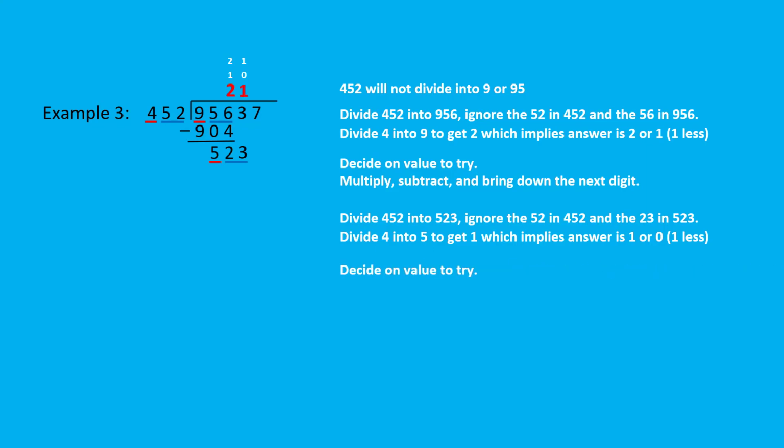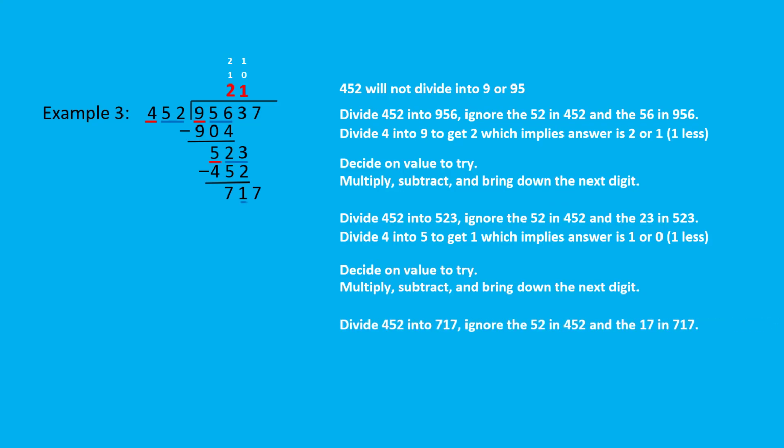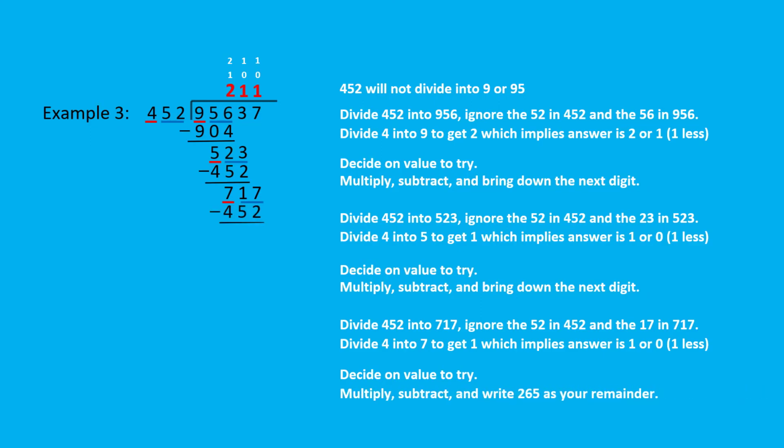Choose 1, multiply, subtract, you get 71. Bring down the next digit, 7. Take 452 into 717. Ignore the 52 in 452 and the 17 in 717. Divide 4 into 7 to get 1. Implies the answer is 1 or 0. Decide on a value. In this case, 1. Multiply, subtract, and we get a remainder of 265.